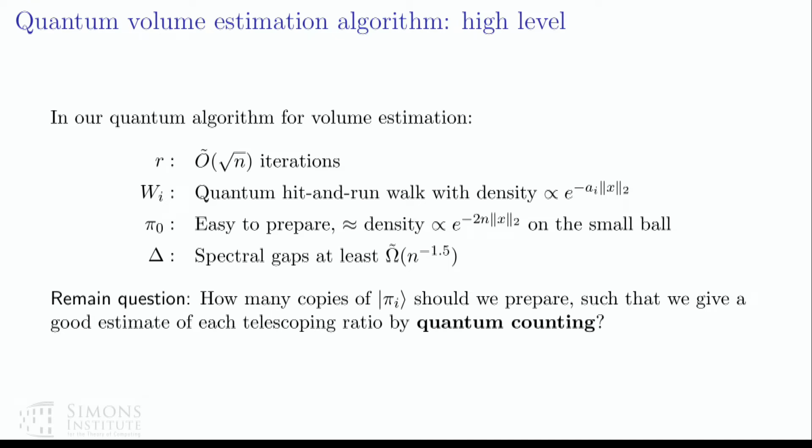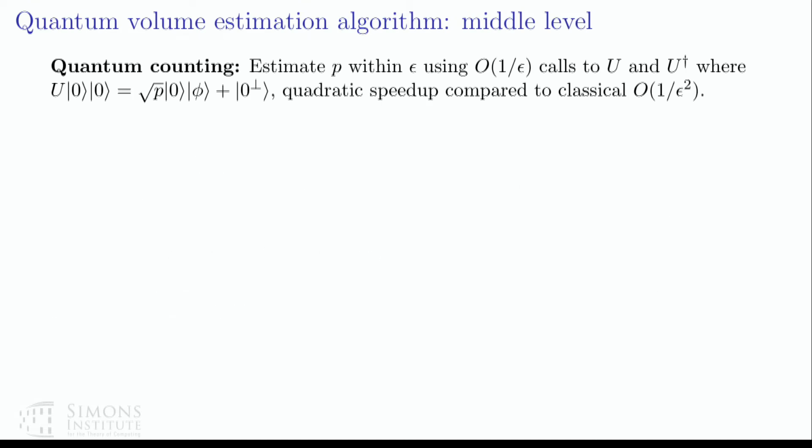But the only remaining question here is how many states we actually have to prepare such that overall we can give a good estimate for each telescoping ratio by quantum counting with high precision and actually reach the high success probability that we need. So this is really the quantum counting part. Let me very briefly recall this. We assume that we have a unitary U here that maps the state 0, 0 to a state which has the amplitude square root of p here.